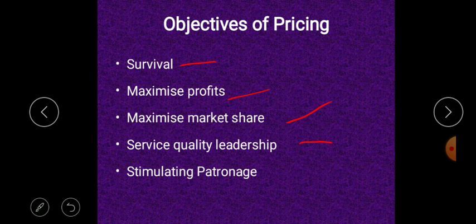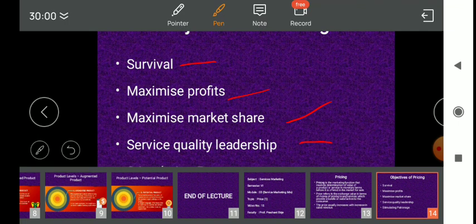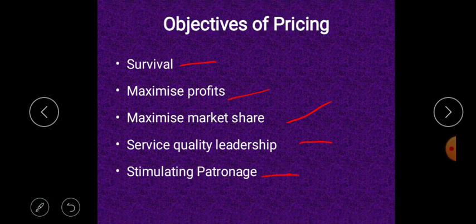You have to add a lot of value, and if you are adding a lot of value, subsequently your price will increase. How this happens, we are going to see later on in the module. And lastly, to stimulate patronage. So what do you mean by patronage?